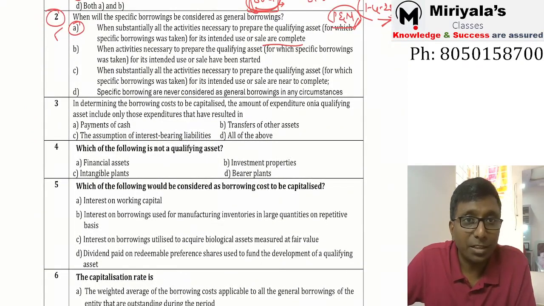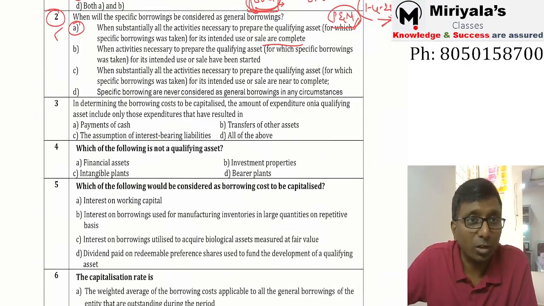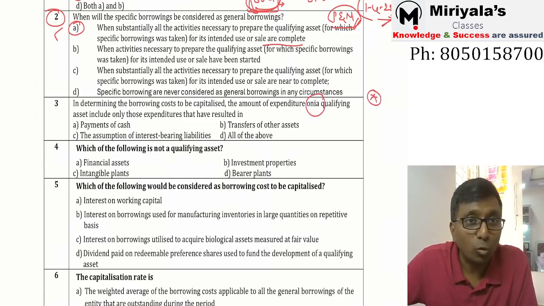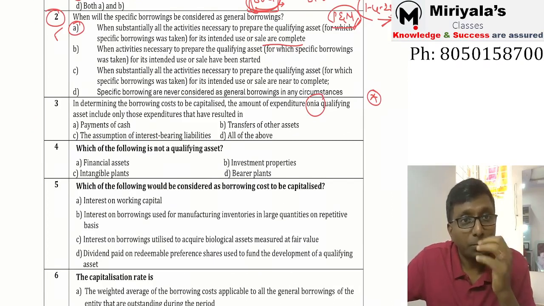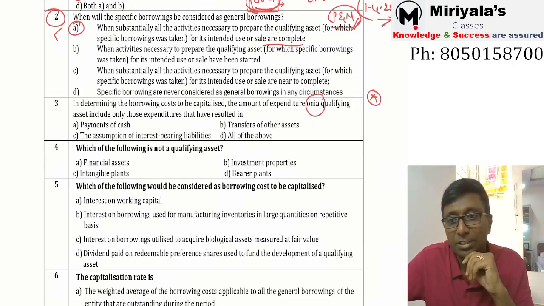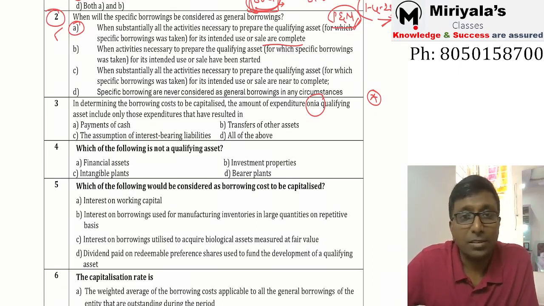Next, in determining the borrowing cost to be capitalized, the amount of expenditure on a qualifying asset includes only those expenditure that have resulted in borrowing cost. It may be payment of cash, transfer of other assets, or the assumption of interest bearing liabilities. Think, answer. See, it is going to be payment.